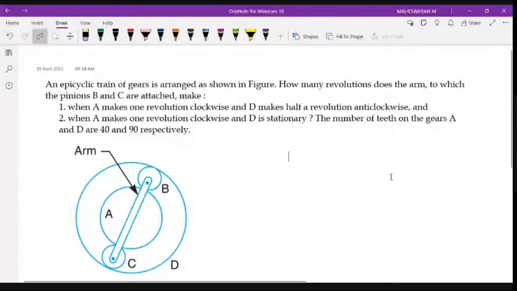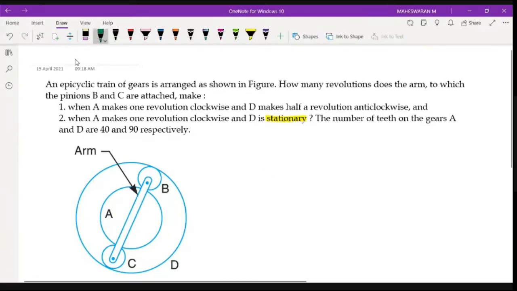Consider this problem. You have an epicyclic gear arranged as shown in the figure. They are asking how many revolutions the arm, to which the pinion is attached, makes when A makes one rotation clockwise and D is stationary. What do you mean by stationary? Fixed. Yeah, very good. So D is fixed. Then what will be the rotation of the arm? The number of teeth for gear A and gear D is also given.